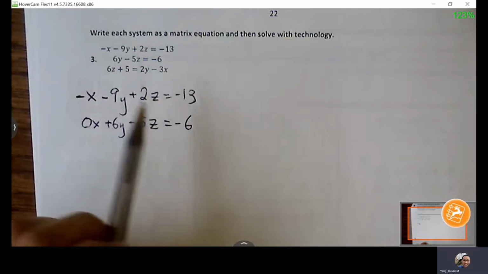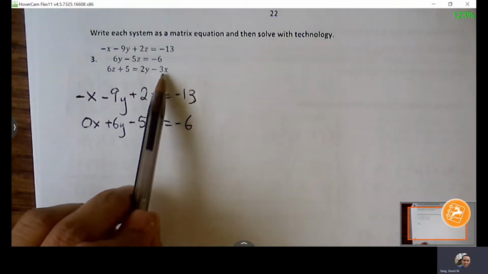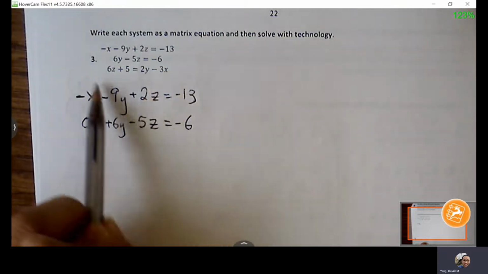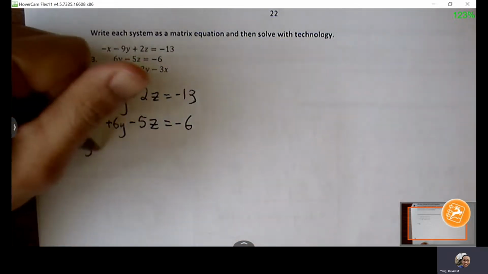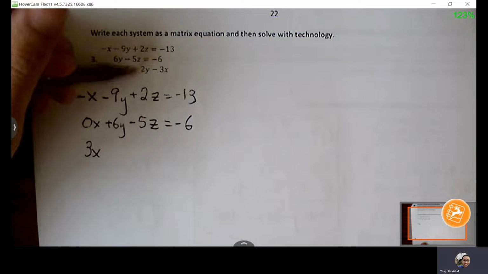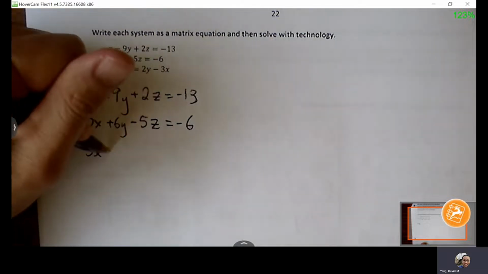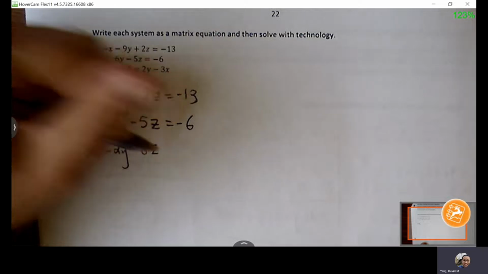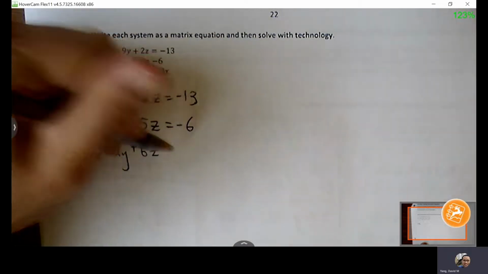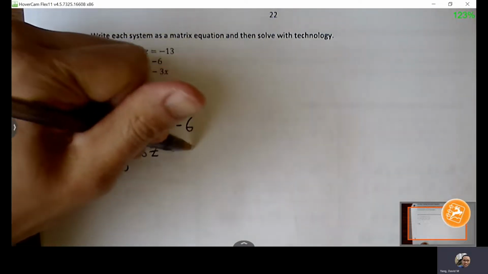Okay. And the third one here, I want that 3x over to the left, so I can add that 3x to the left side. So I'll make this 3x. I want the 2y on the left side as well, so minus 2y plus 6z. The 6z is already on the left side, and the 5 is going to move over, so a -5.